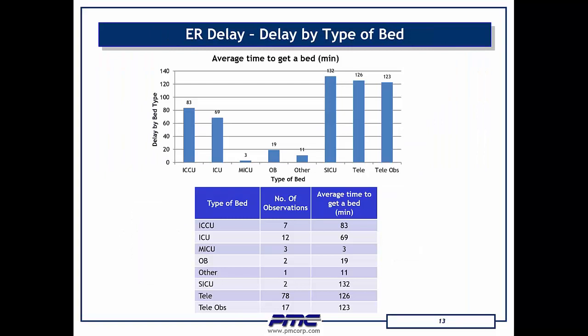So again, based on ER delay by bed type, there are different classifications for a bed type. We collected data on which bed type was causing the most delay. So again, this is breaking down the constraint into different areas and dissecting which is causing the most delays to most patients. As you can see, the last three, the SICU, the tele, and the tele-obs, were causing the most overall delays for the bed.